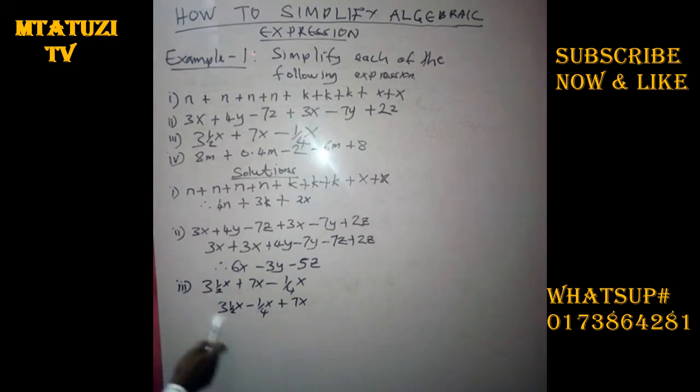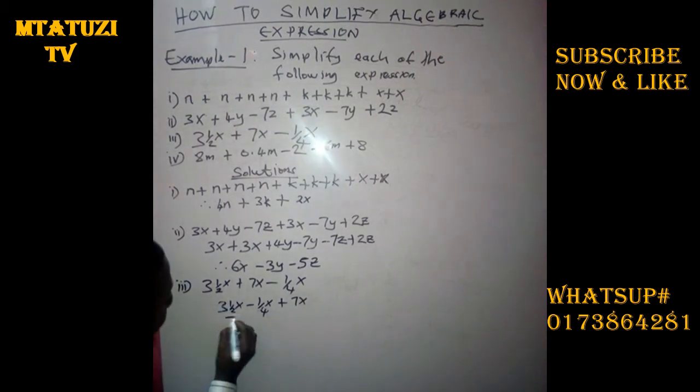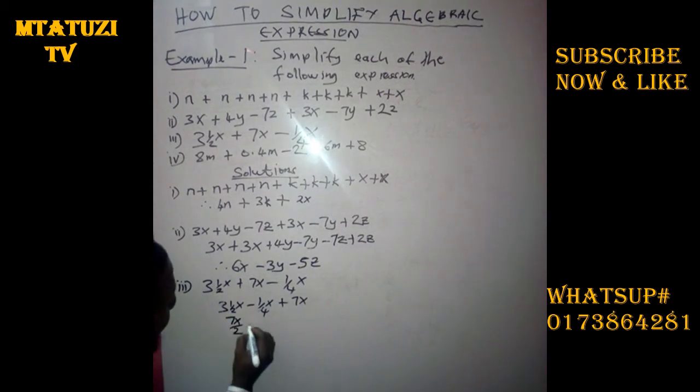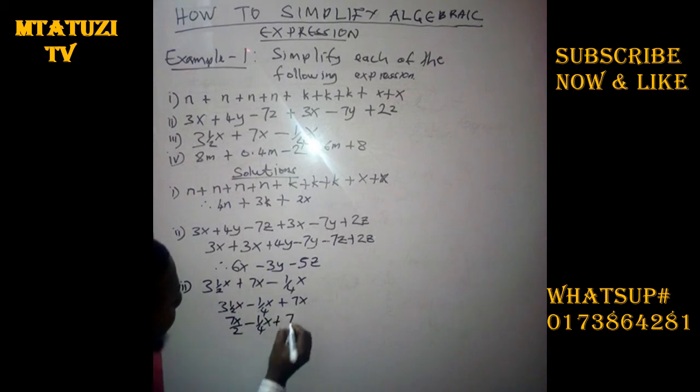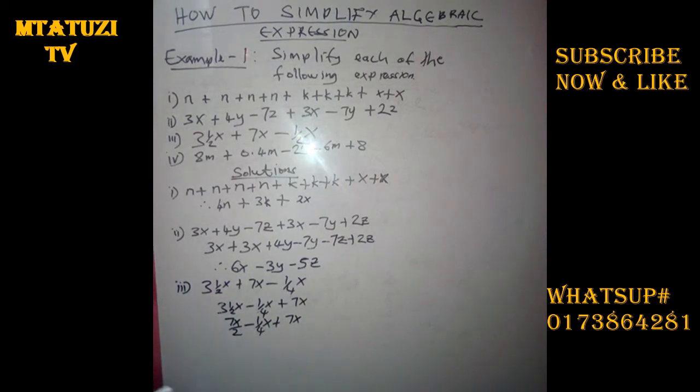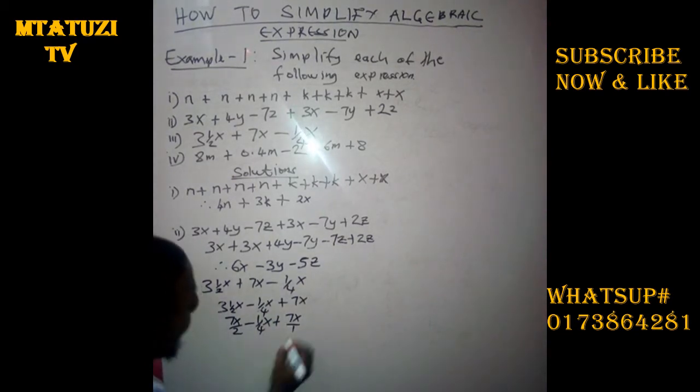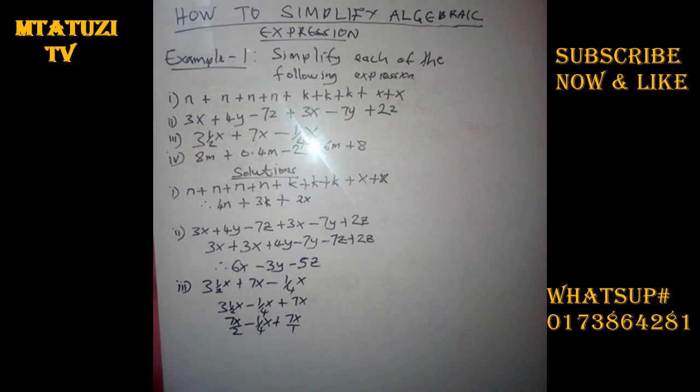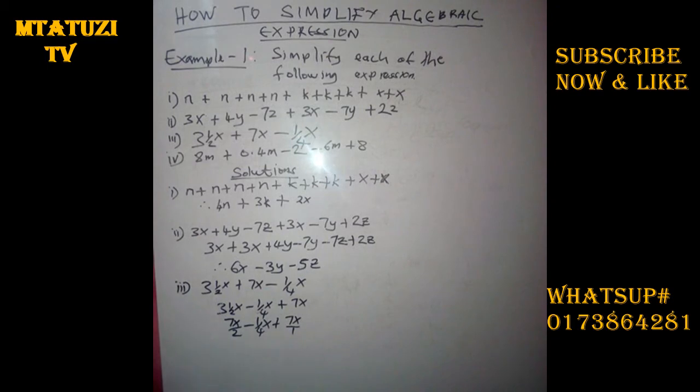You will change the mixed fraction into an improper fraction. Take 2 times 3, you get 6. 6 plus 1, you get 7. So it is 7x over 2 minus 1 over 4x plus 7x. Also, in order to put 7 in fraction form, you have to put it under 1. So now we can continue with that question.